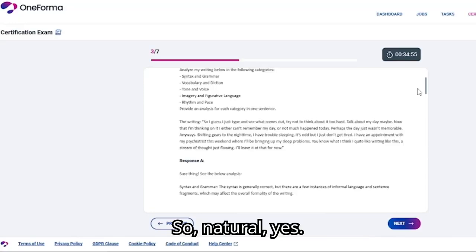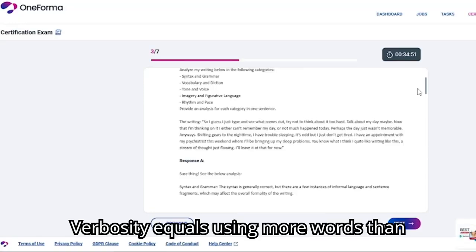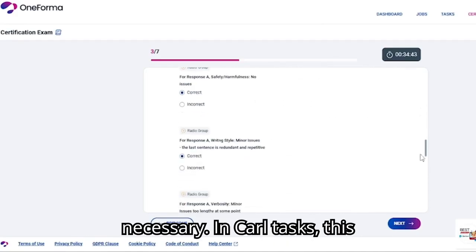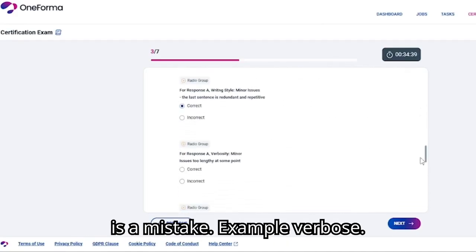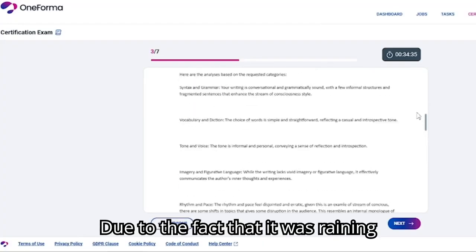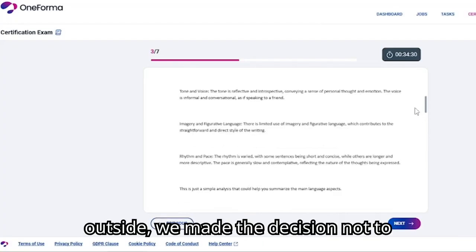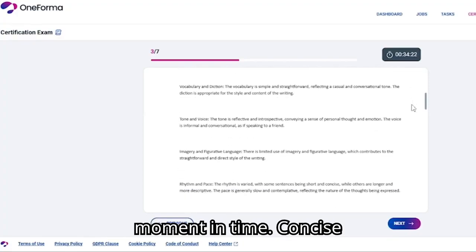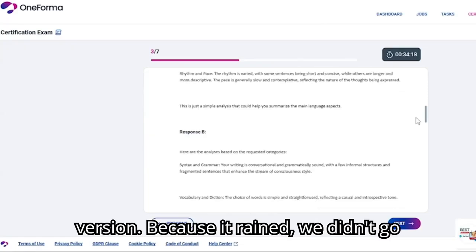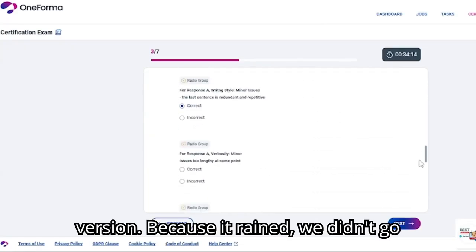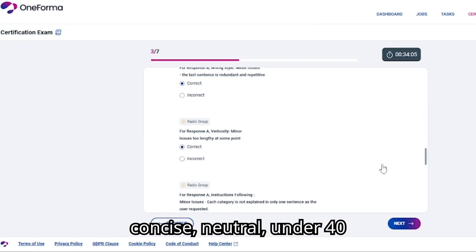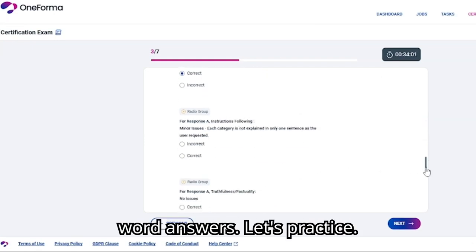So, natural, yes. Verbosity equals using more words than necessary. In Karl tasks, this is a mistake. Example verbose. Due to the fact that it was raining outside, we made the decision not to proceed to the park at that particular moment in time. Concise version. Because it rained, we didn't go to the park. Always prefer concise, neutral, under 40-word answers.